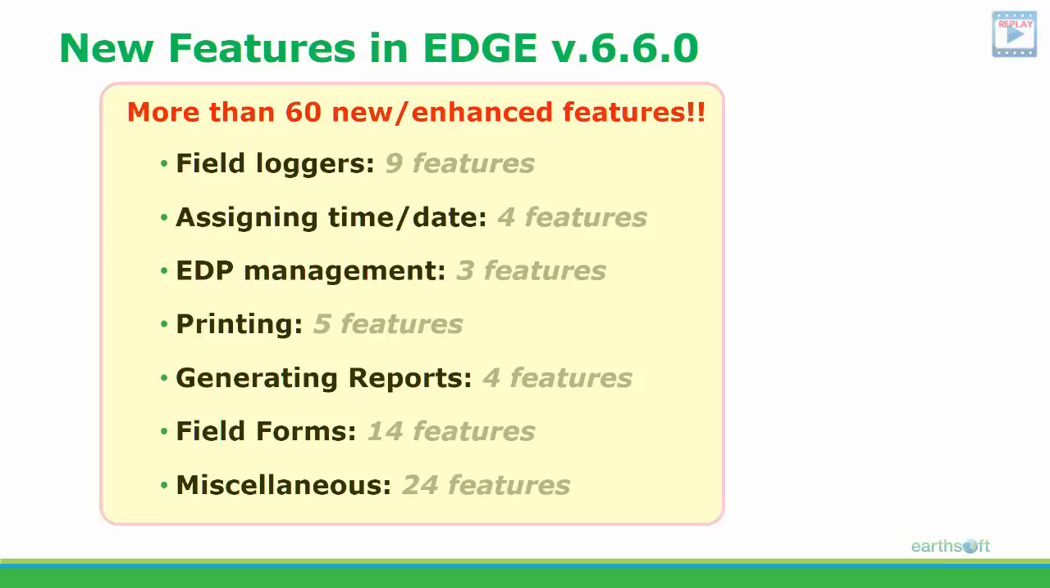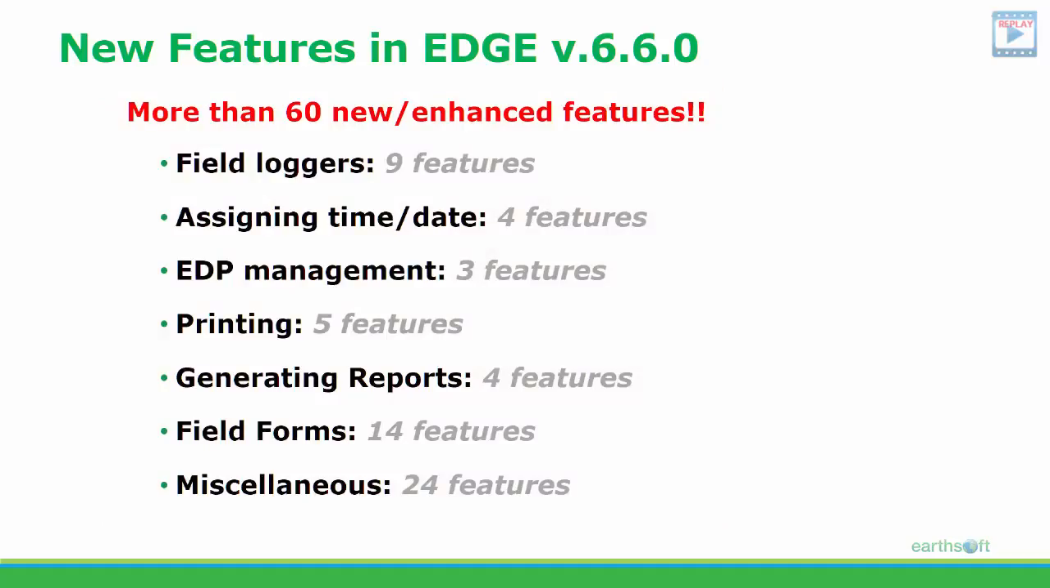So if we look at our more than 60 features, we see that they cover various areas: field loggers, assigning time and date to the collected samples, EDD management, printing, generating reports, field forms, and also a set of miscellaneous features that we couldn't really group into a specific category.